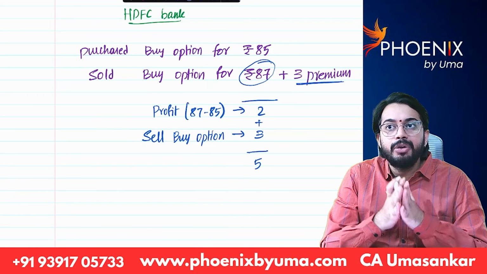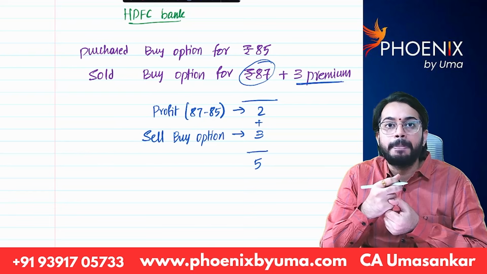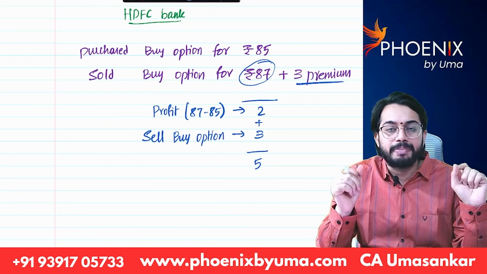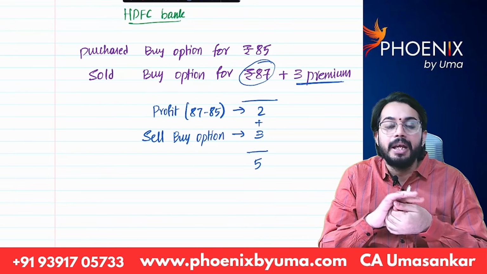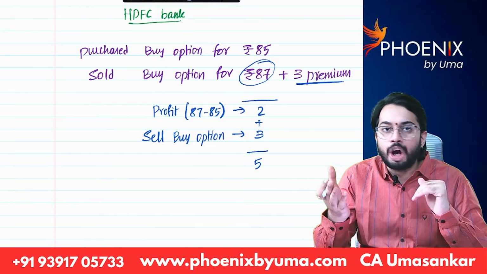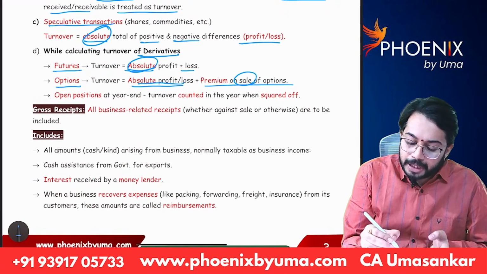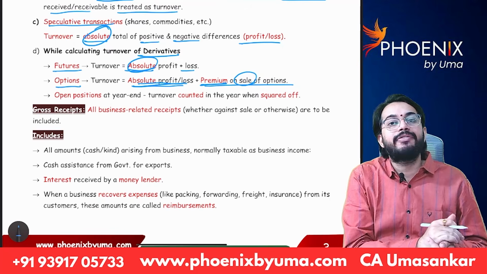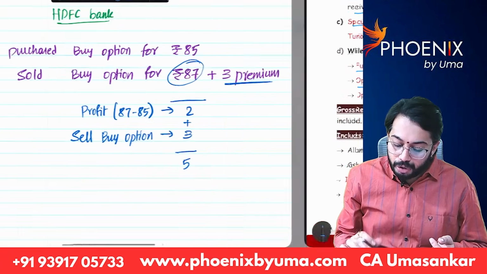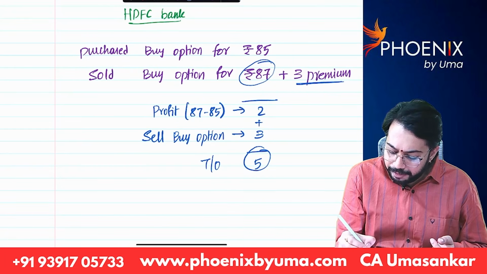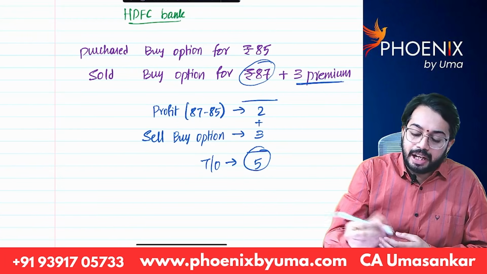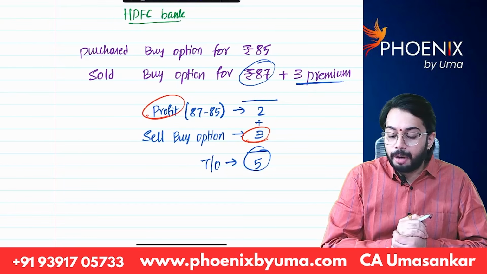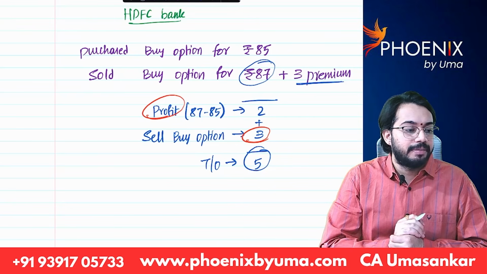So whenever you are dealing with options, in case of option, premium component is involved. In case of futures, there is no concept of premium, but in case of options, there will be premium. So whenever you are dealing in options, you will take absolute profit or loss. Along with that, you will also consider premium on sale of options. That will be taken as turnover. So in this case, my turnover is 5 rupees. Are you able to understand? I have taken profit or loss, and along with that, I have taken premium on sale of option. 5 rupees will be taken as turnover.